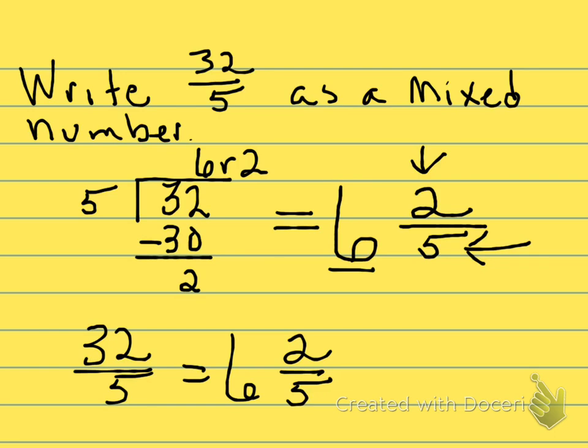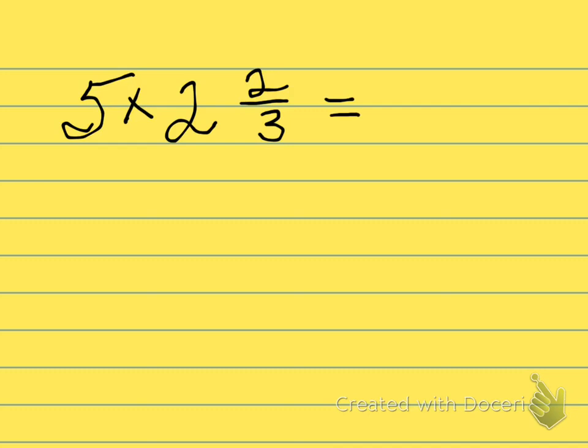Now what we're going to do is try a multiplication problem with these. Let's try this. I want to try 5 times 2 and 2/3 equals. In this situation, what do you think is the best thing for me to do? I want to solve this. Okay, you're right. I'm going to take the mixed number 2 and 2/3 and convert it into a fraction. 3 times 2 is 6 plus 2 is 8/3. I'm going to convert 2 and 2/3, my mixed number, into the fraction 8/3.